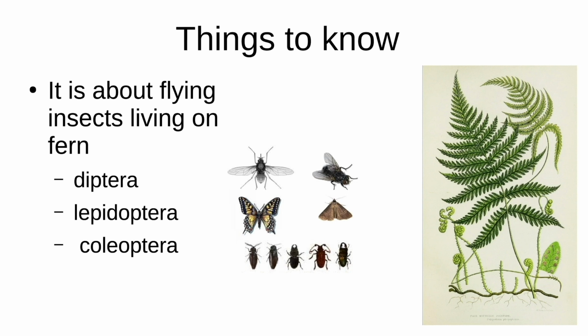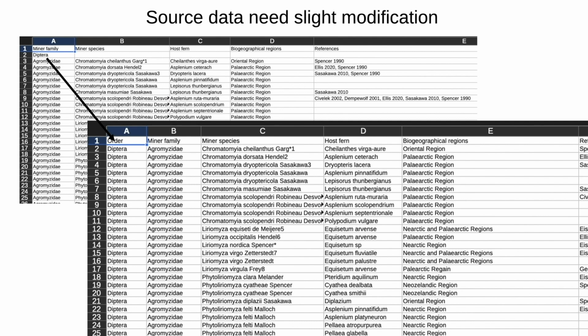Right. And so what you have to know is that we deal with the three orders of flying insects: Diptera, this kind of flies; Lepidoptera is a butterfly and moth; and Coleoptera are beetles. And fern is this sort of a plant. So I downloaded the table from this publication and did a slight change. I created an extra column order, which was in a subtitle originally, and then we can move to the RStudio.